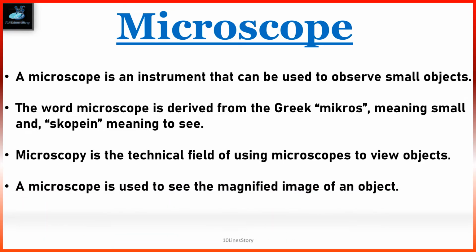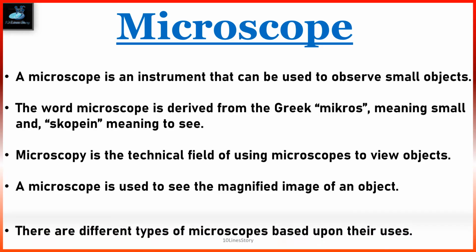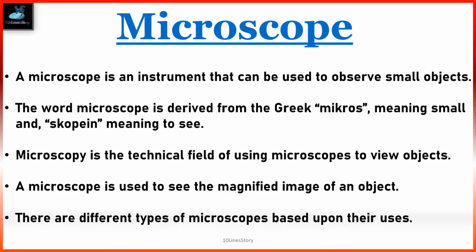A microscope is used to see the magnified image of an object. There are different types of microscope based upon their uses.